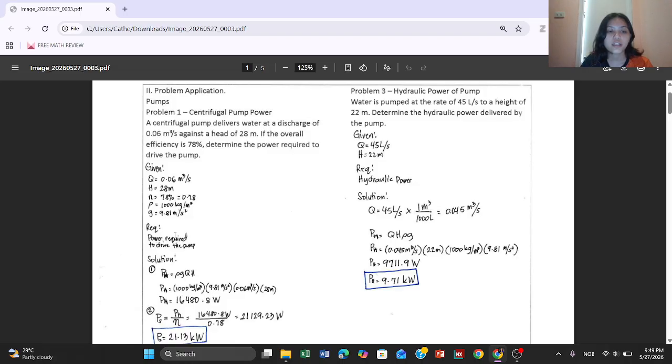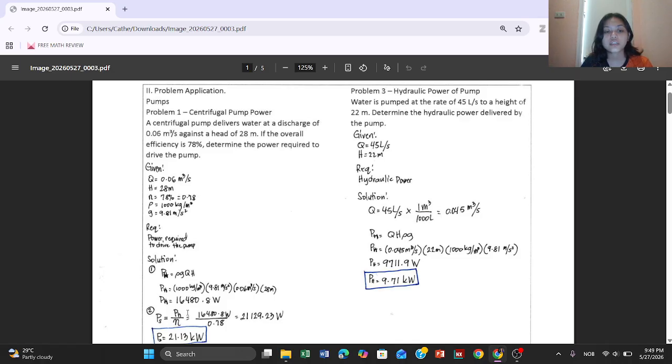For the solution, first let's get the hydraulic power with the formula of density times gravity times the discharge times the head. With this, 1000 kilogram per cubic meter times 9.81 meter per second squared times 0.06 cubic meter per second times 28 meters, we can get the hydraulic power of 16,480.8 watts.